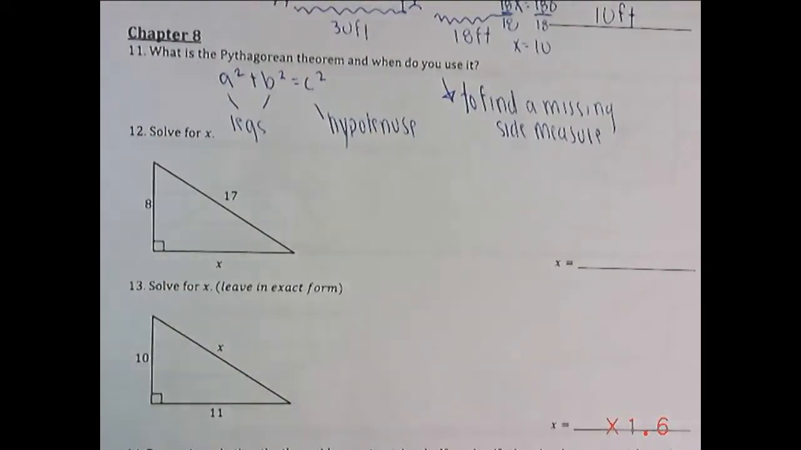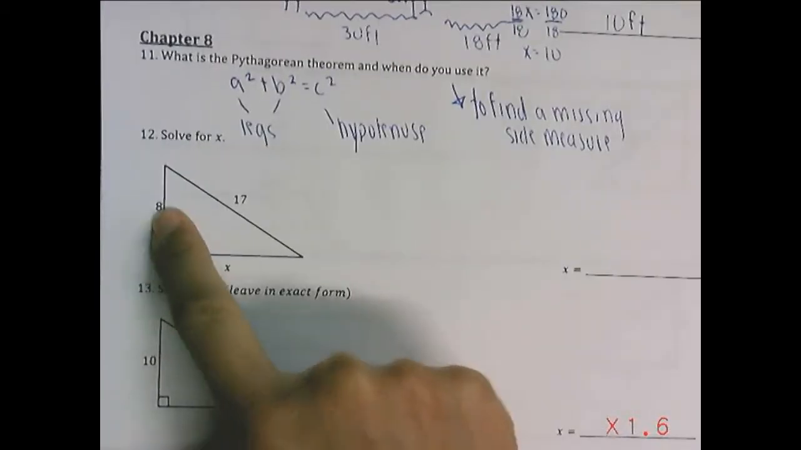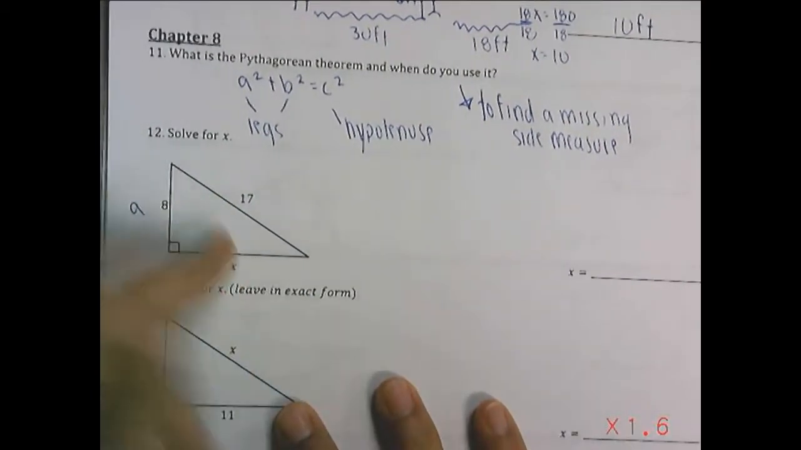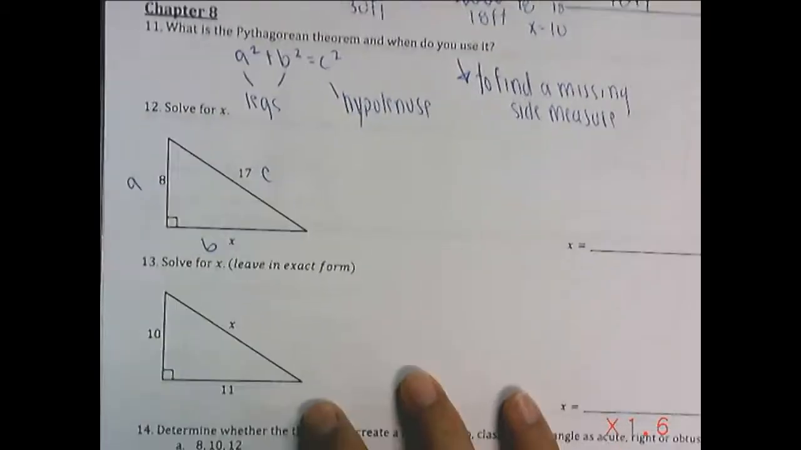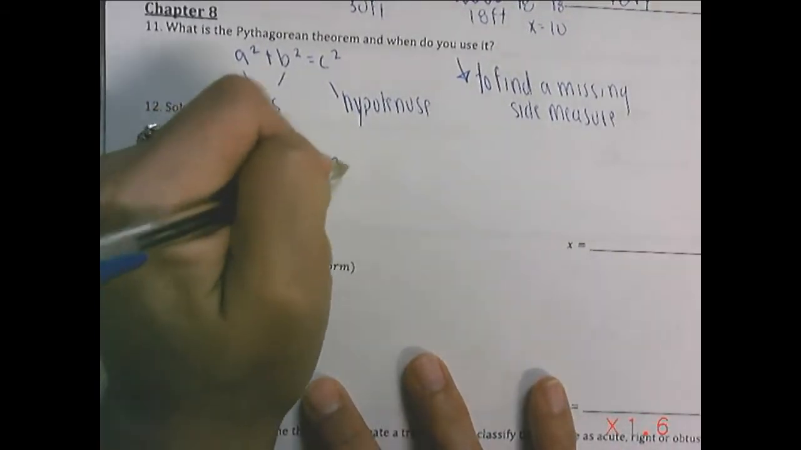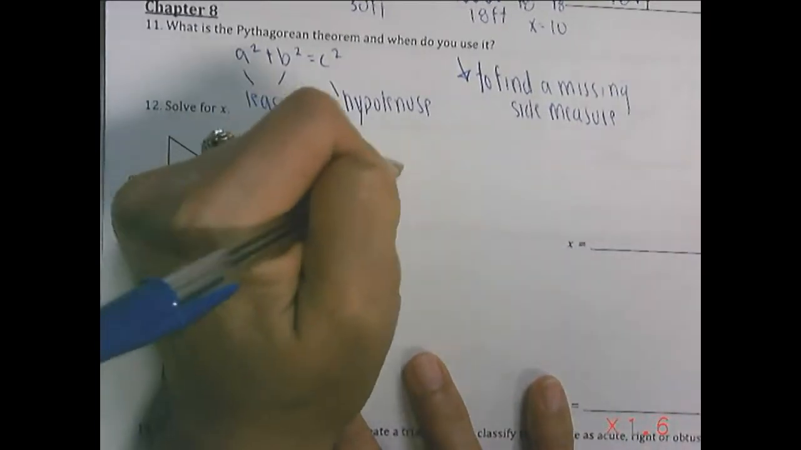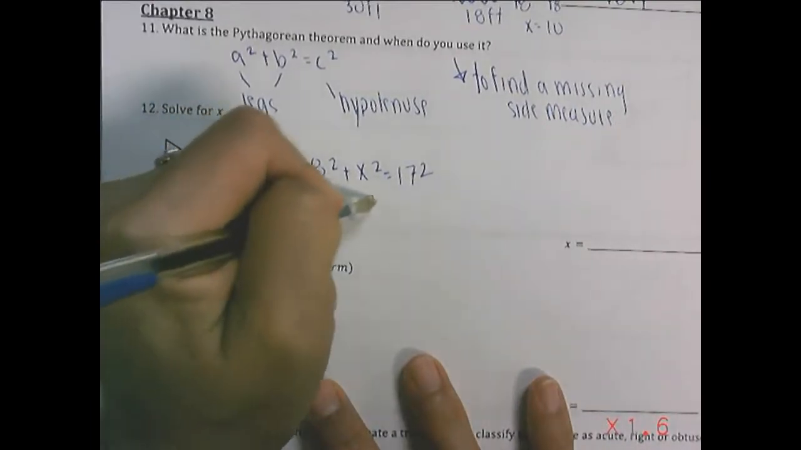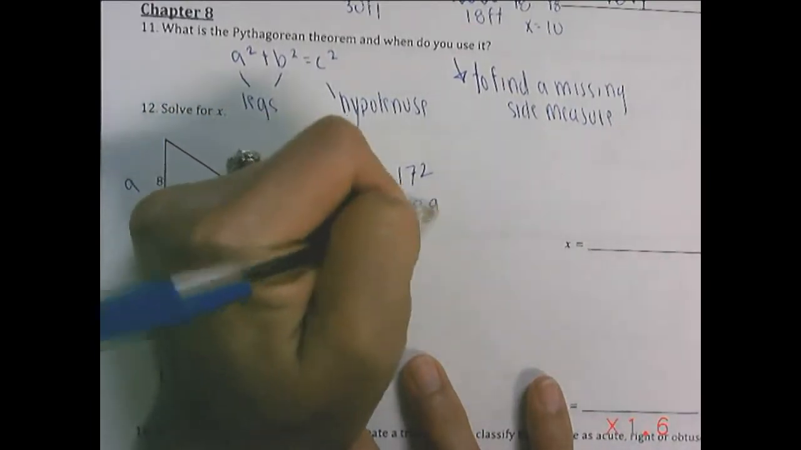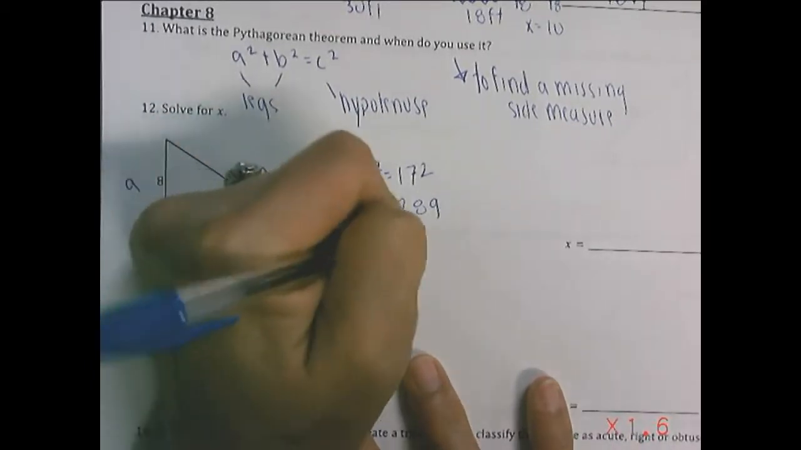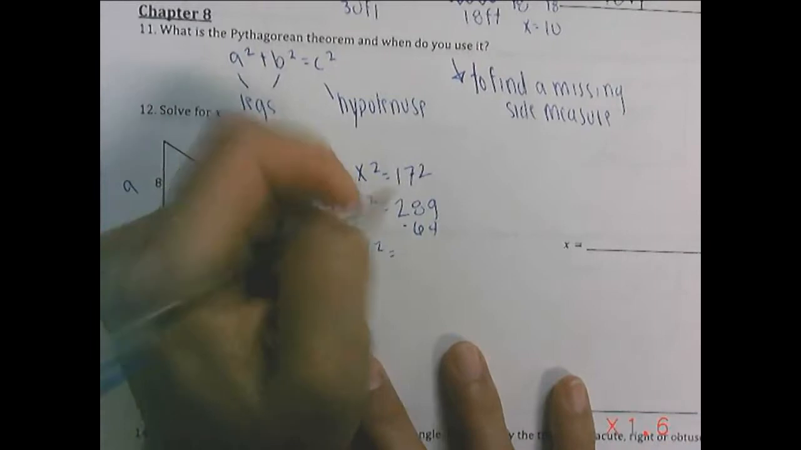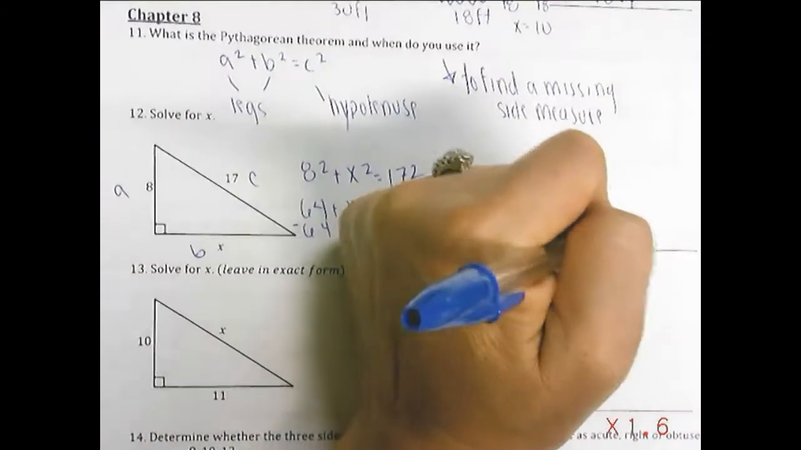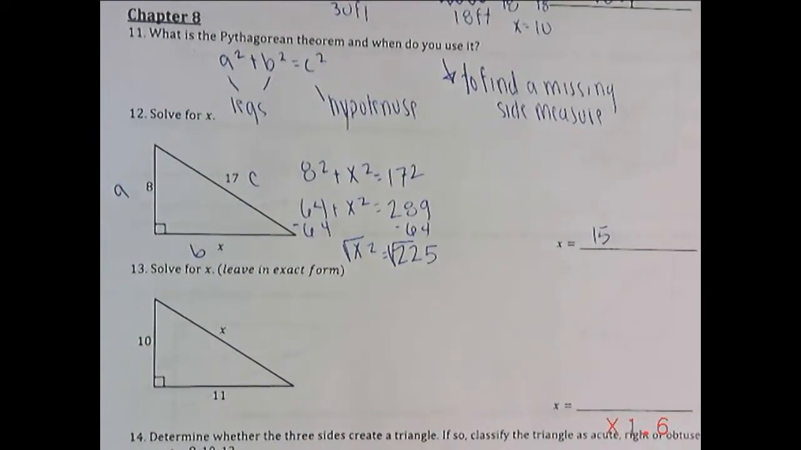So let's use it. Here, we have two sides, and we're missing one. So this would be an A, this would be a B, right? They're both the legs. And this would be our hypotenuse. So, I would say 8 squared plus x squared equals 17 squared. Well, 8 squared is 64, plus x squared equals 289, minus 64, minus 64, x squared equals 225. I would take the square root and take the square root, and I would get 15 for that side measure.